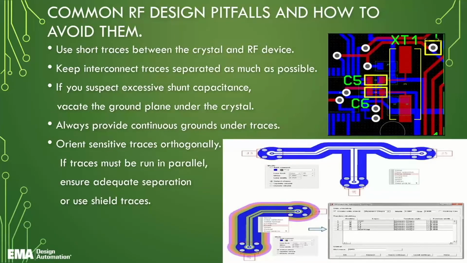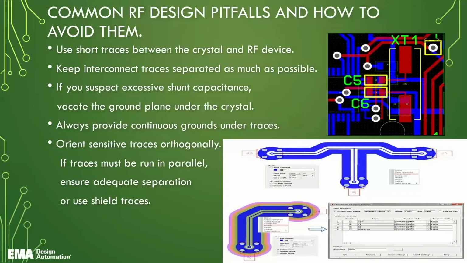Other pitfalls you might find are the short traces between the crystal and the RF device. So we've got a crystal in there, we've got an RF device. I keep the interconnect traces separated as much as possible. And if you suspect excessive shunt capacitance, vacate that ground plane underneath your crystal. That would be on layer 2.